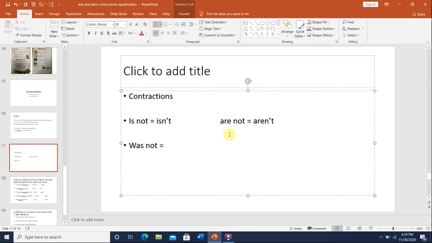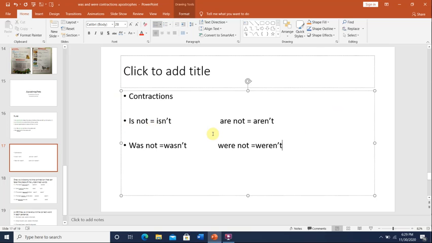We also took a contraction for was and not. The contraction of was not is wasn't. We write was, and then we write the N, and we take away the O and replace it with an apostrophe, and then we write the T. So was not becomes wasn't. Were and not becomes weren't. We write were and the N for not. We take away the O and replace it with an apostrophe, and we write the T.